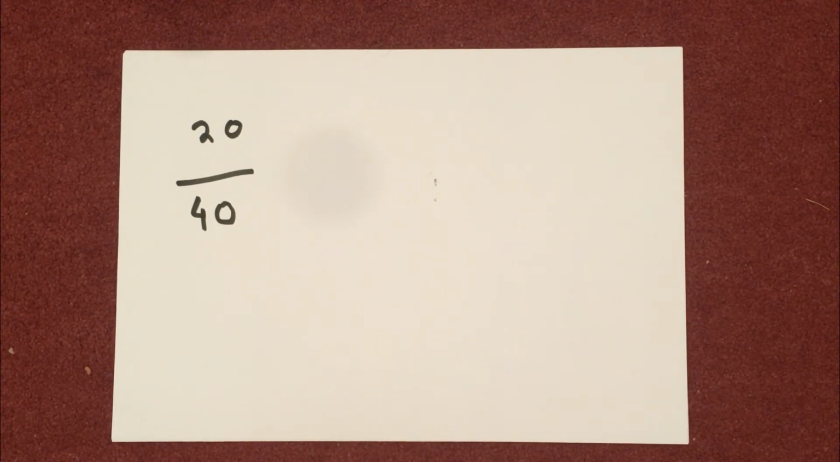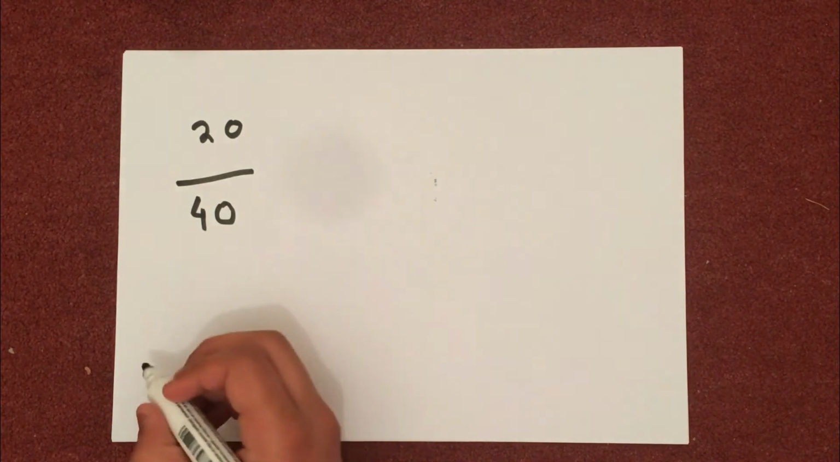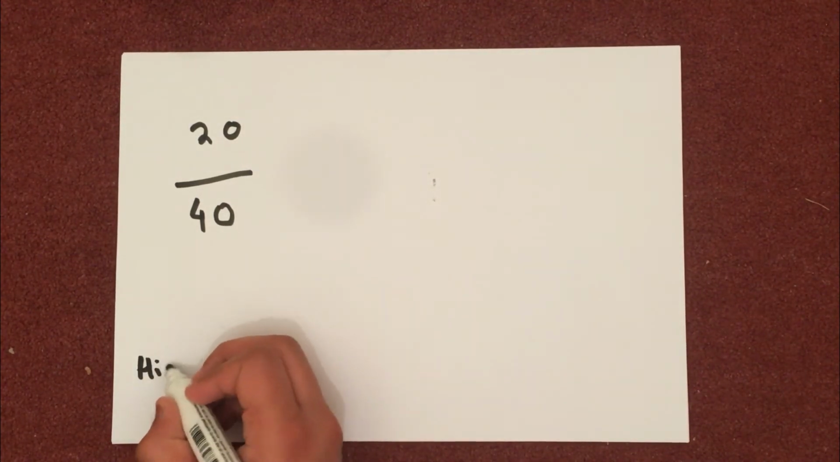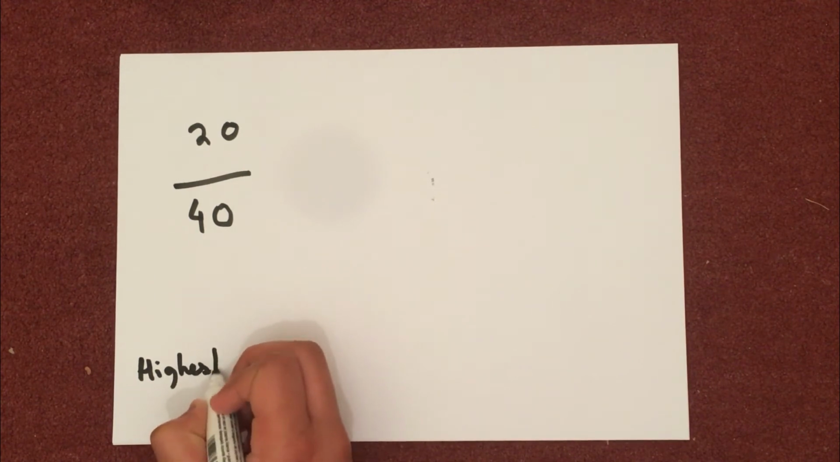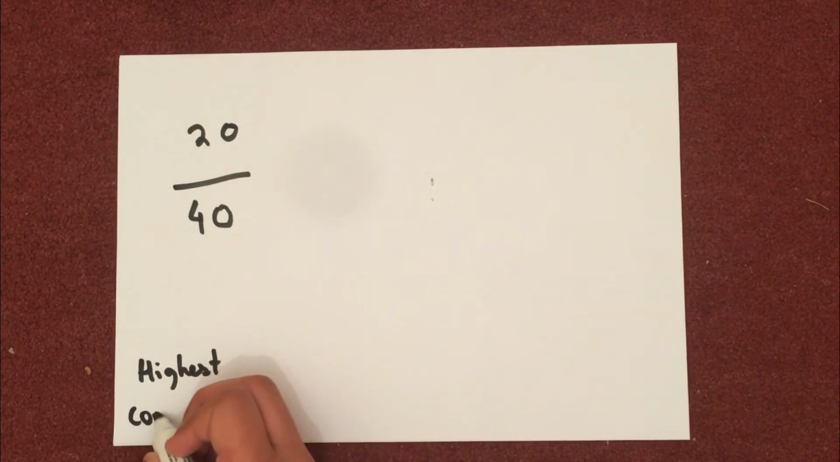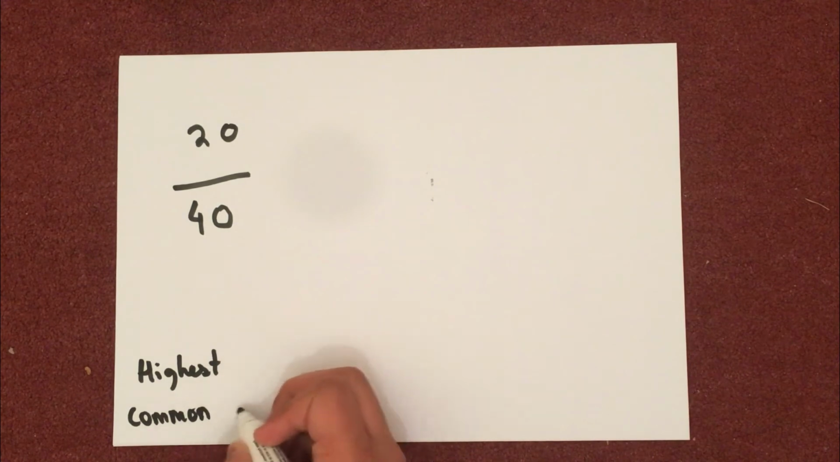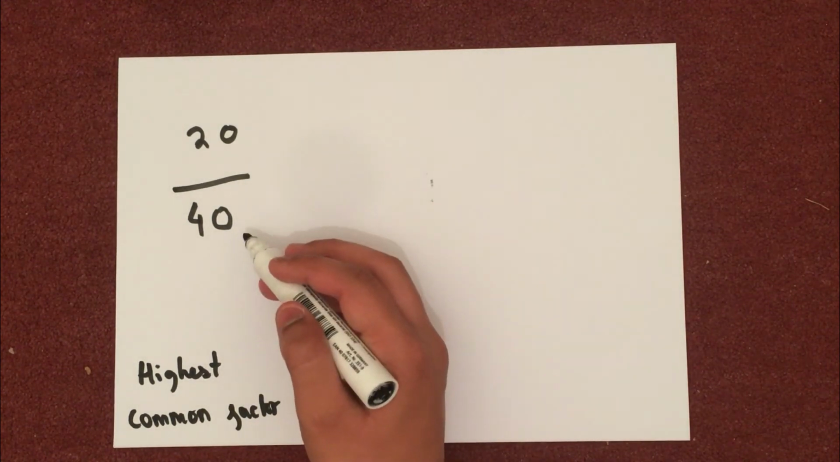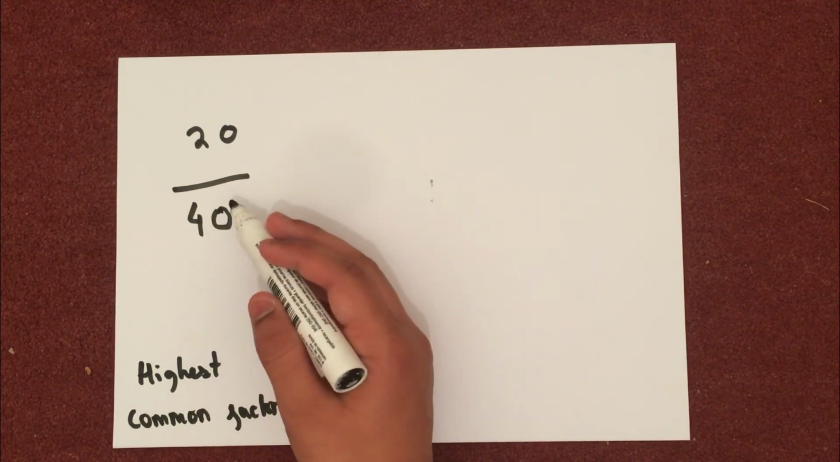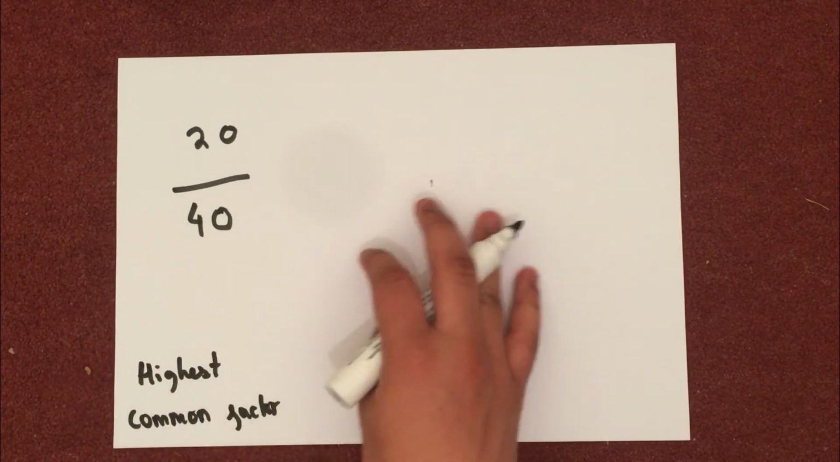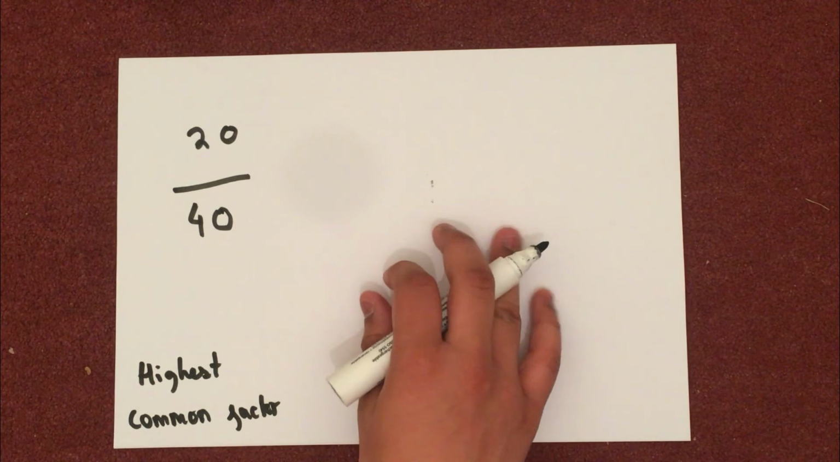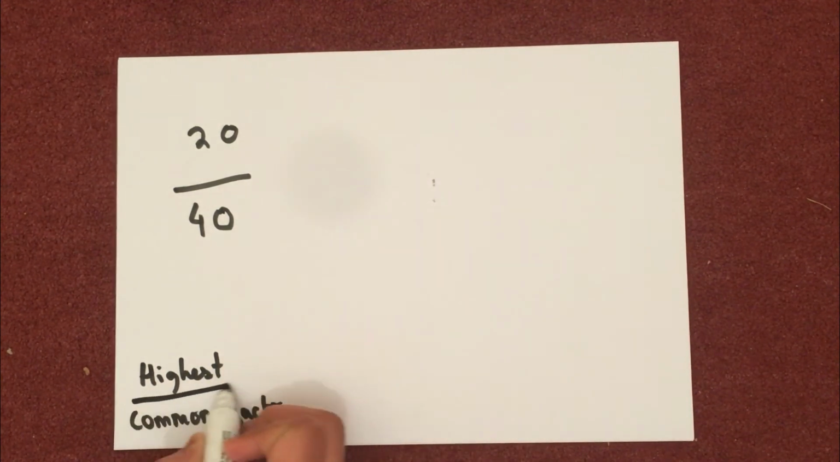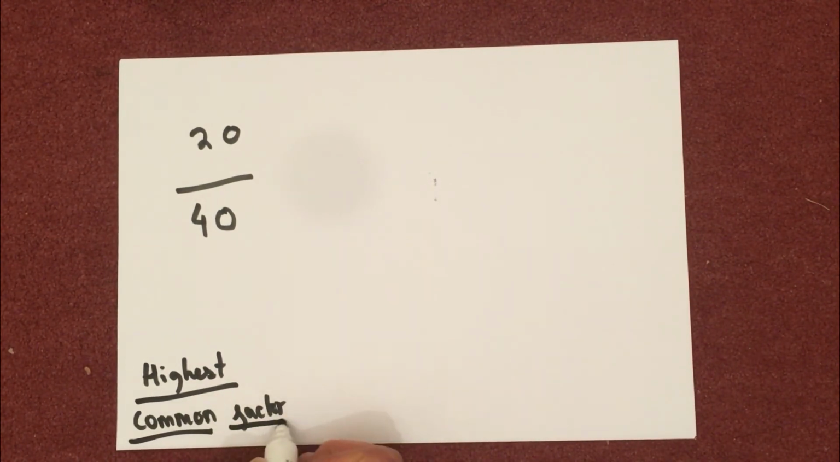So remember this, when you find the HCF, the highest common factor, I'll just write it down, the highest common factor between the numerator and the denominator, then you'd get the simplified fraction in one go. In just one step you'd get the simplified fraction if you use the highest common factor.